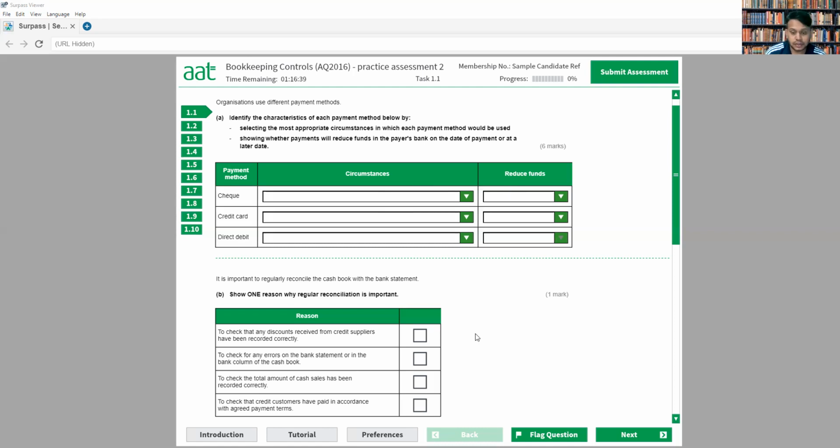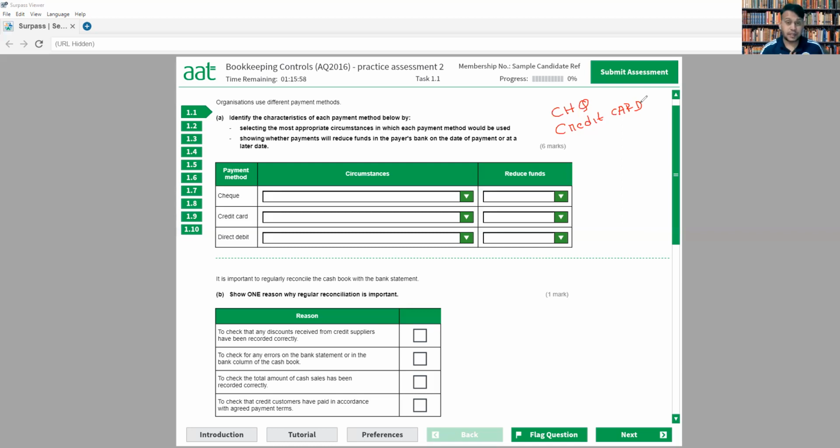Before I start this question, I want to tell you a very simple method to identify which payment method will be reduced on the day of the payment, and which payment method will reduce the funds later on. There are only 2 payment methods, only 2. One is check and one is credit card. Only these 2, the funds will be reduced later on from the bank.